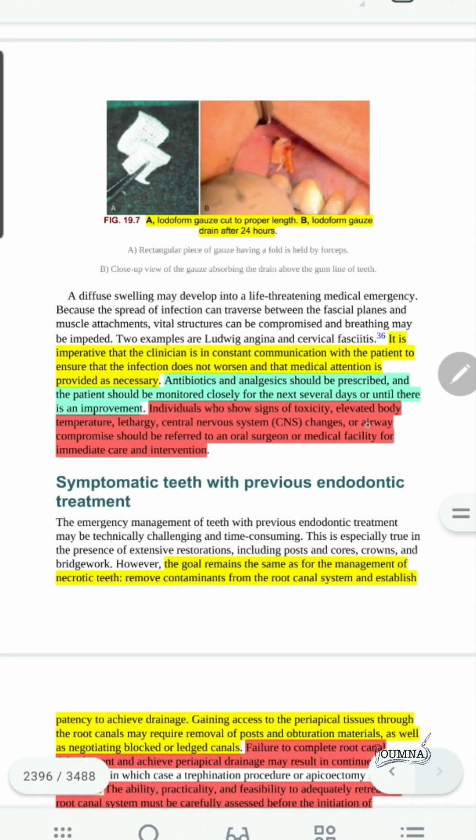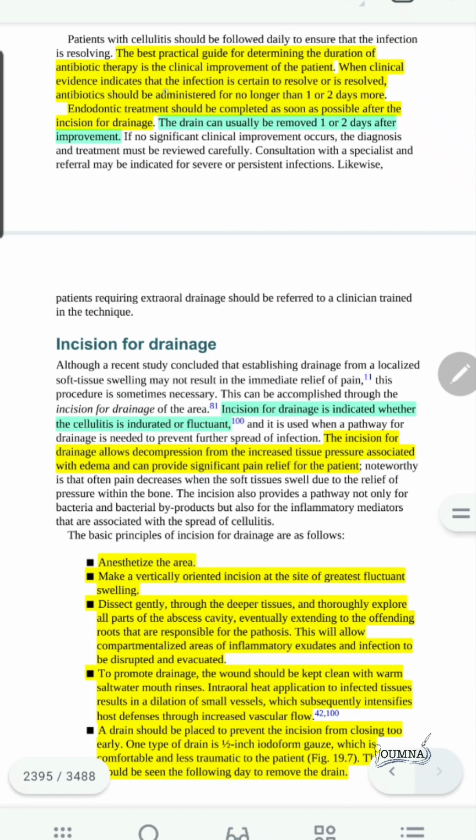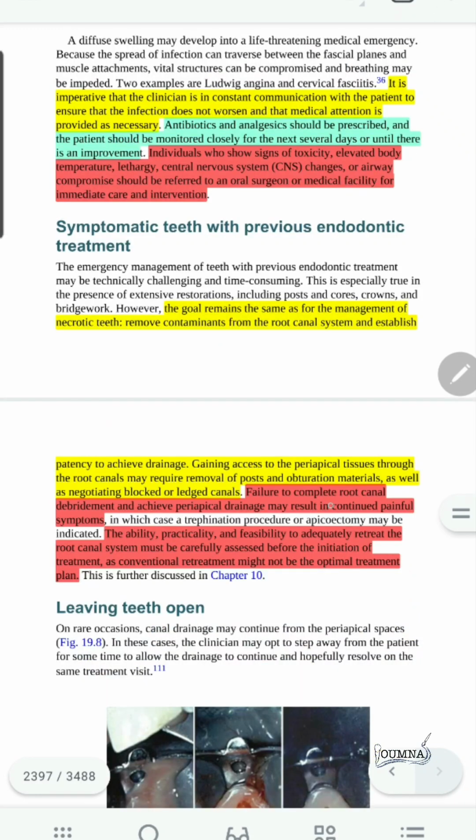As for the antibiotics, they are stopped after 2 days once the symptoms are resolved.